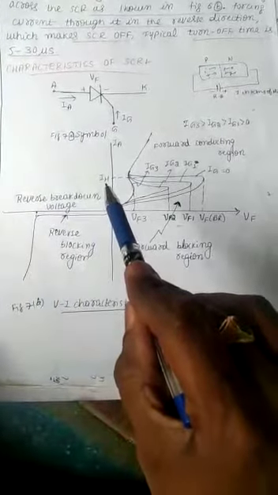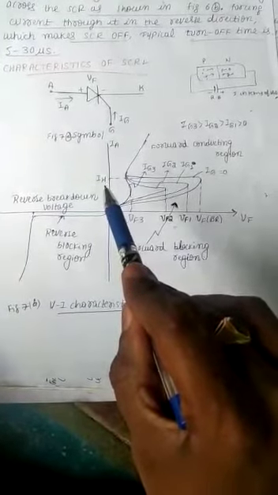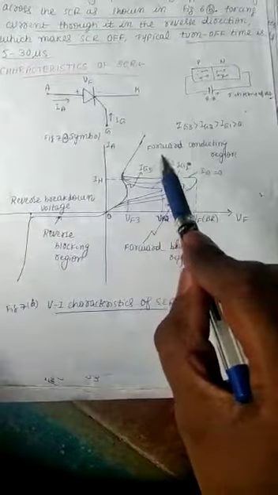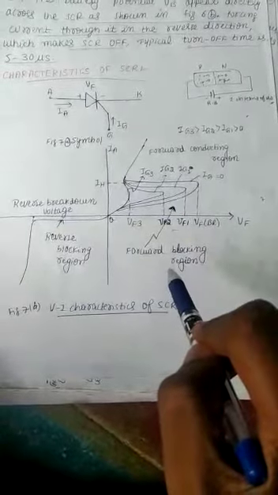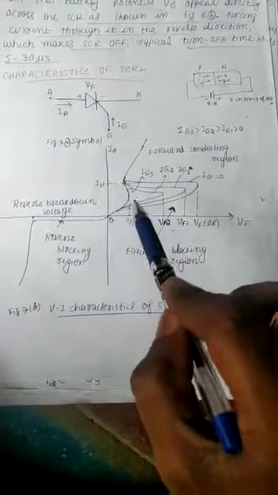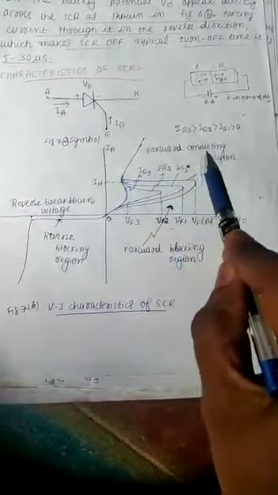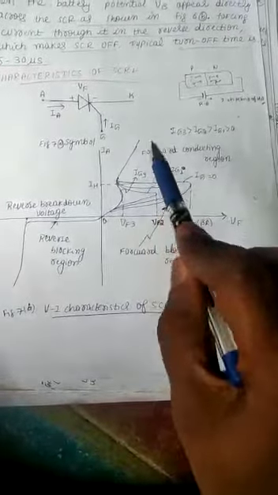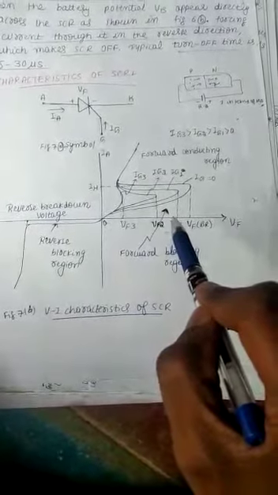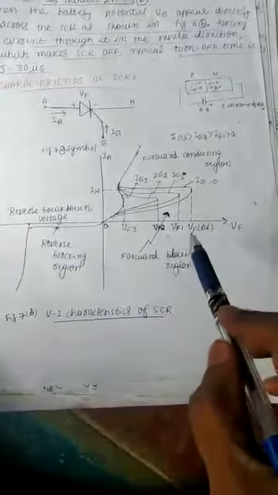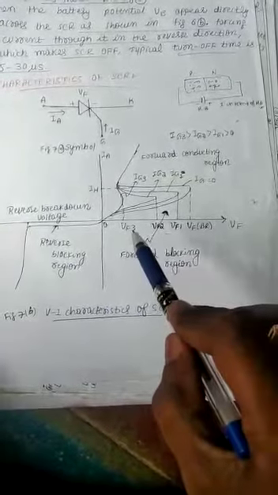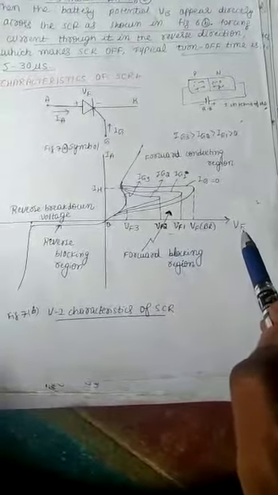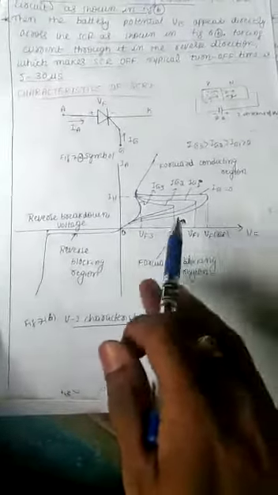And here you have IH. IH is called the holding current. Below the holding current, you are moving from the conducting region into the blocking region. Above the holding current, you are in the forward conduction region. In the forward conduction region, the current rapidly increases with respect to VF. And this is your forward breakover voltage for the different forward voltages. This is the characteristics of SCR.